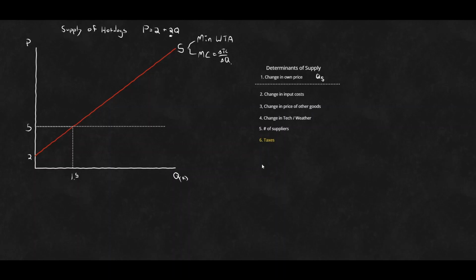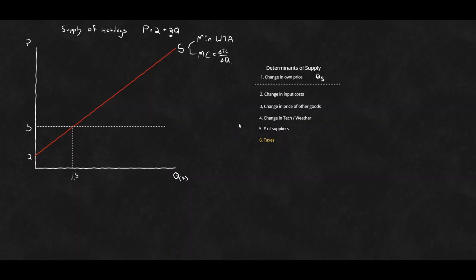As easy as that. Our last determinant of supply, and I've put it in its own color because while taxes ultimately will affect our supply curve, and we could say taxes or subsidies, I put it in its own color because it truthfully does not change the marginal cost or the willingness to accept of the firm. What this truthfully does is augment the supply curve such that the market witnesses a change in supply.